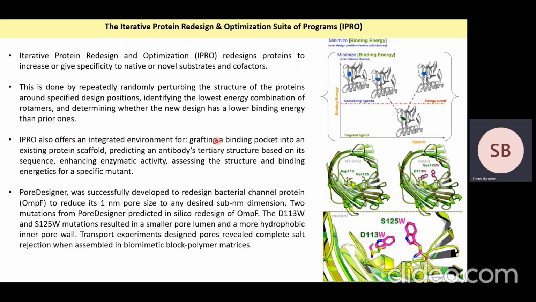ePro also offers an integrated environment for grafting a binding pocket into an existing protein scaffold, predicting an antibody's tertiary structure based on the sequence, enhancing enzyme activity, and assessing the structure and binding energetics for a specific mutant. So suppose you have designed different mutant proteins, but only one mutant fulfills the energy cutoff for the targeted ligand. That is the ligand that will be used for the protein design.